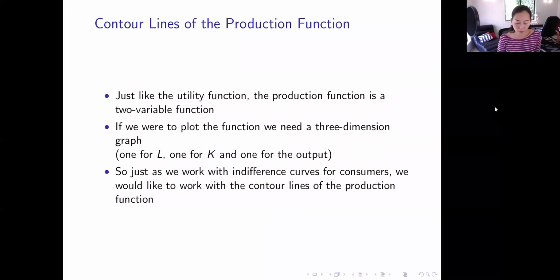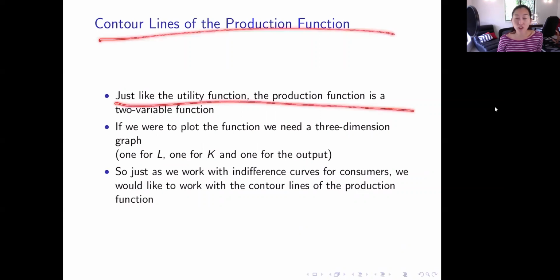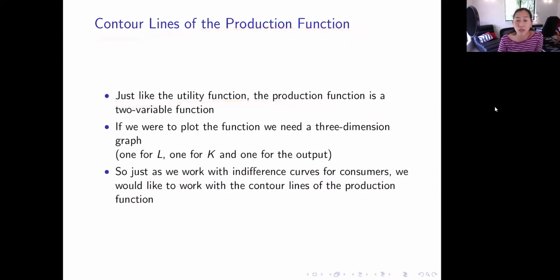Control lines of production function. Just like the utility function, the production function is a two-variable function. If we were to plot the function, we need a three-dimensional graph, right? Because one for L, one for K, and another one for output or Y, because we have Y equal to F(L, K). So we have three variables, right? Two of the inputs and one for the output.